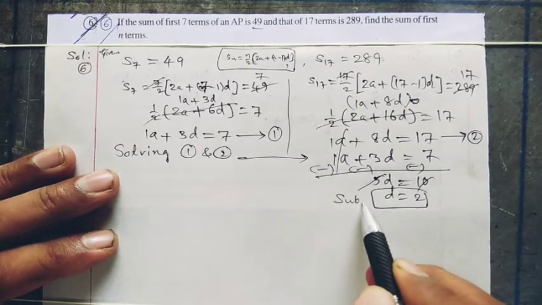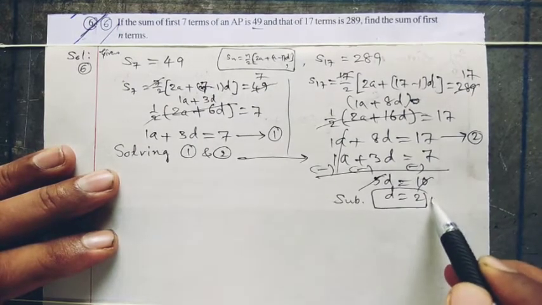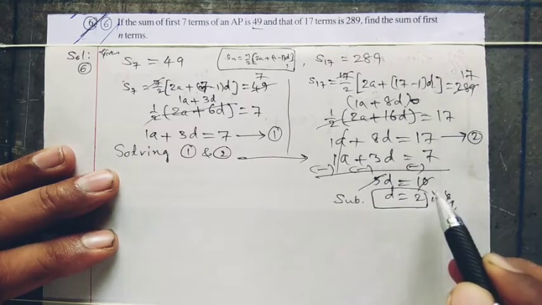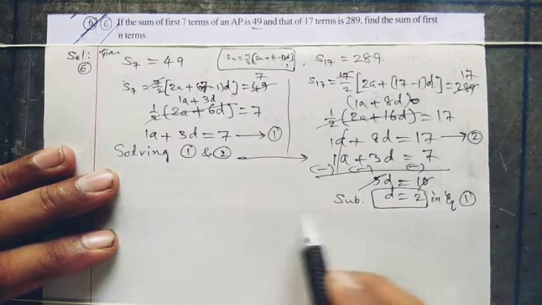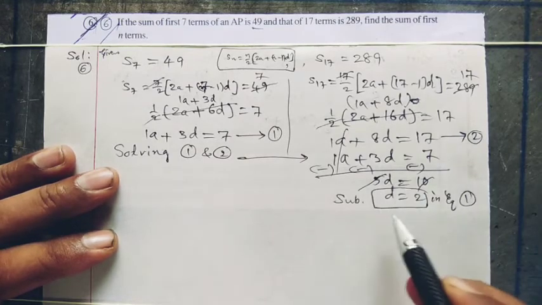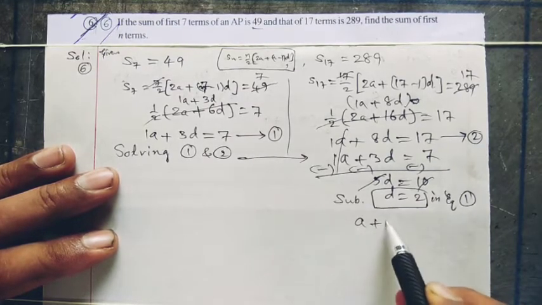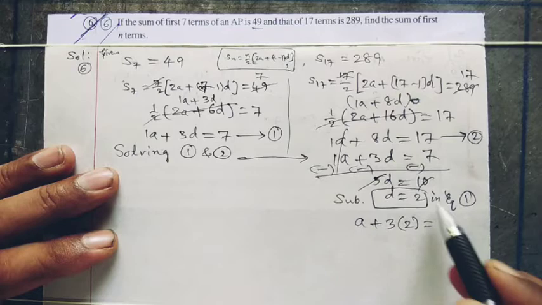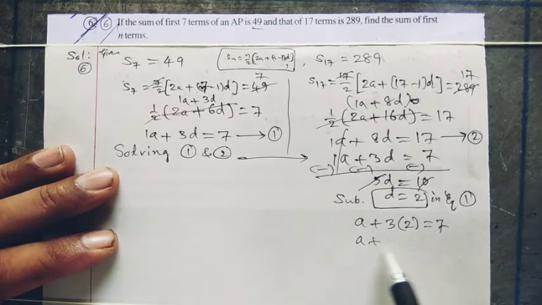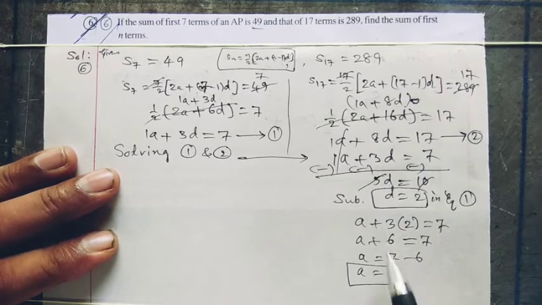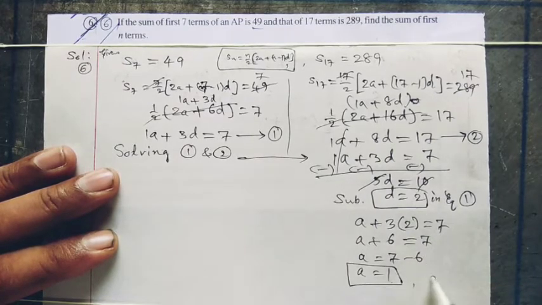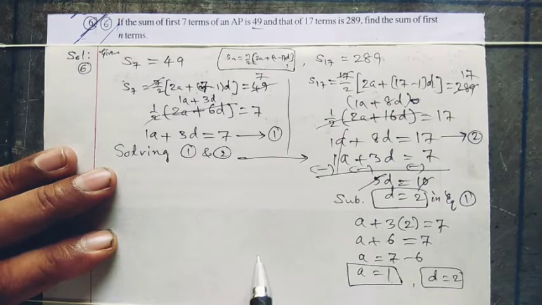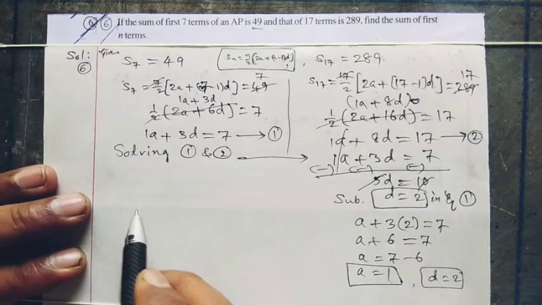So substituting d is equal to 2 in equation 1, we can get the value of a. a plus 3 into, in place of d we write 2, is equal to 7. a plus 6 is equal to 7. a is equal to 7 minus 6. a is equal to 1. So a is equal to 1 and d is equal to 2. Basing on these two answers, we can write Sn.